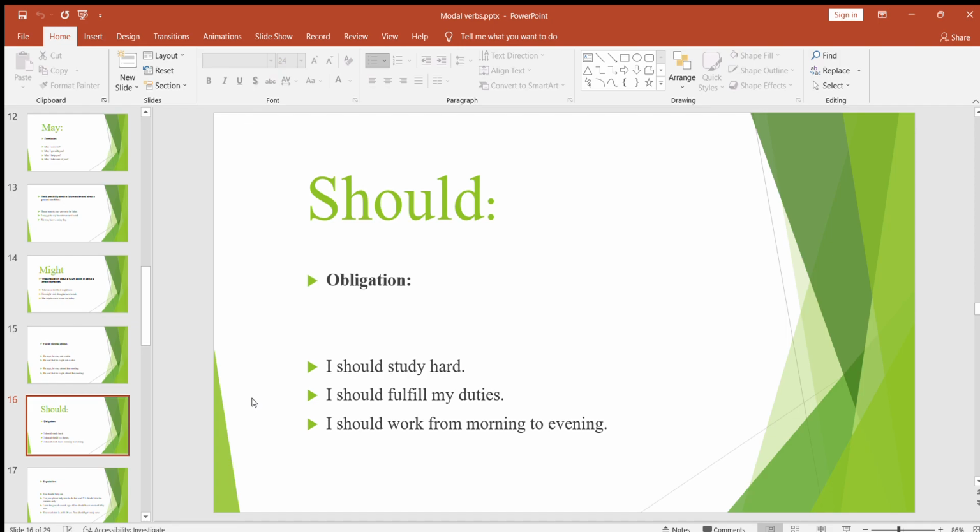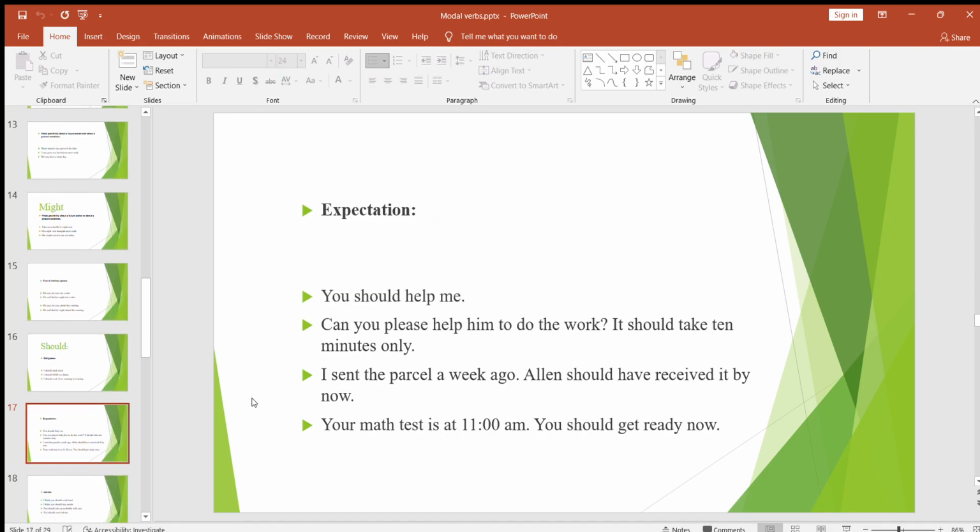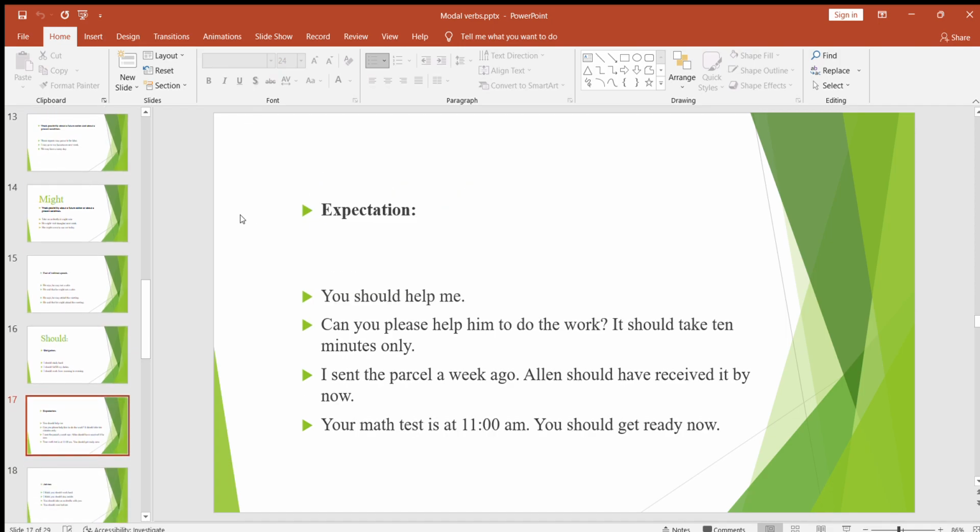Now let's move on to the next use of should, that is expectation. You expect something from someone. Whatever expectations you have, you can use this modal verb to say those. For example, here I've included four examples, so I hope that after learning all these examples, you know the precise use of modal verbs.